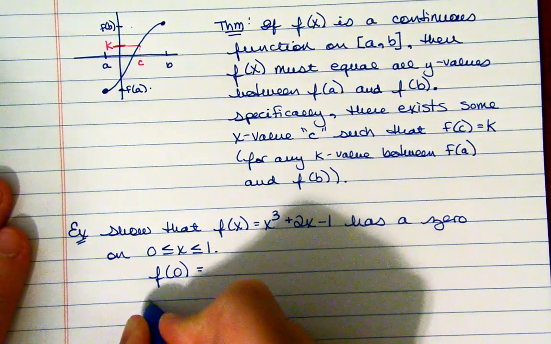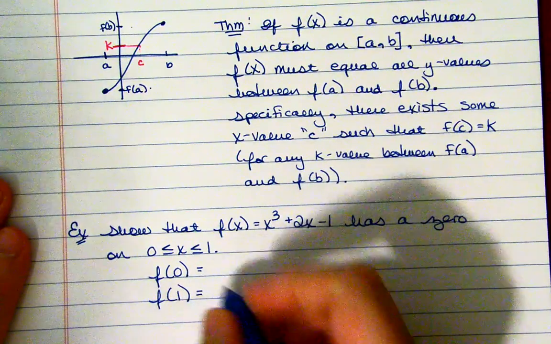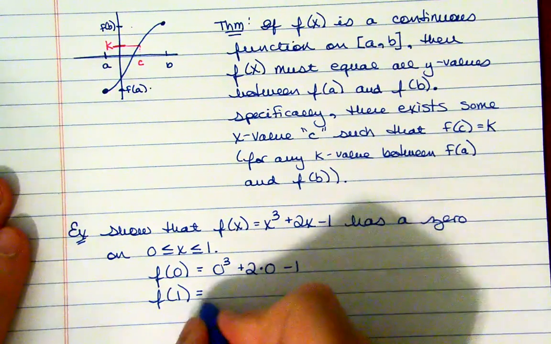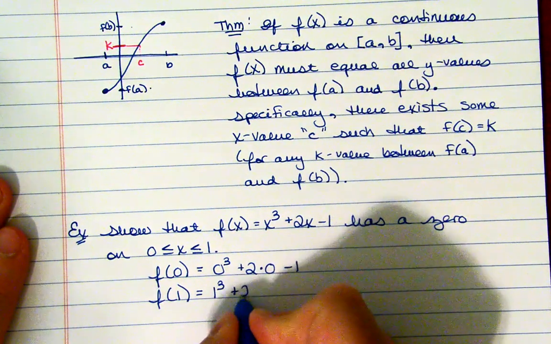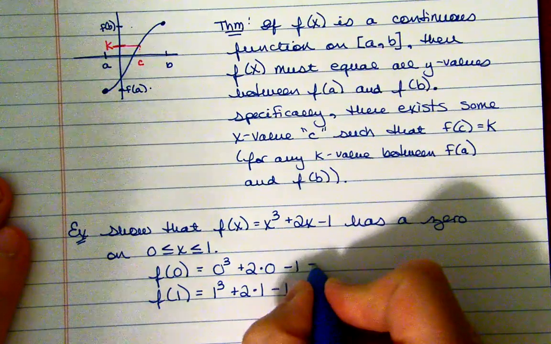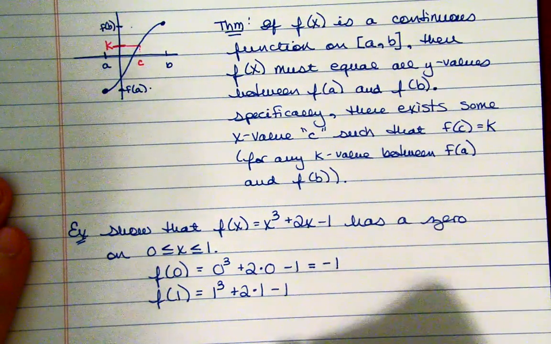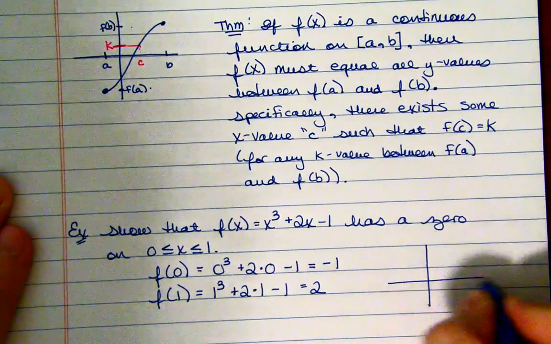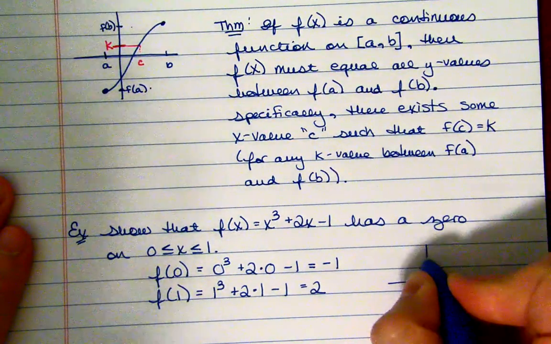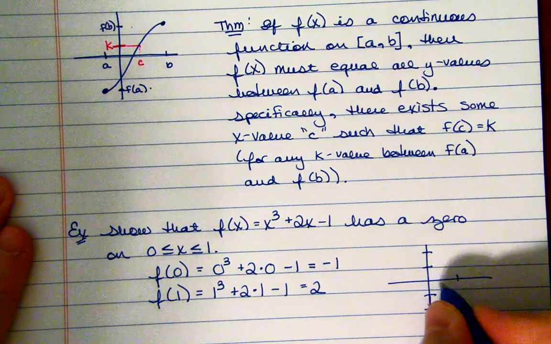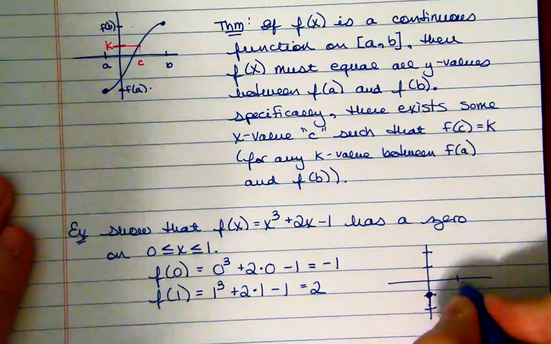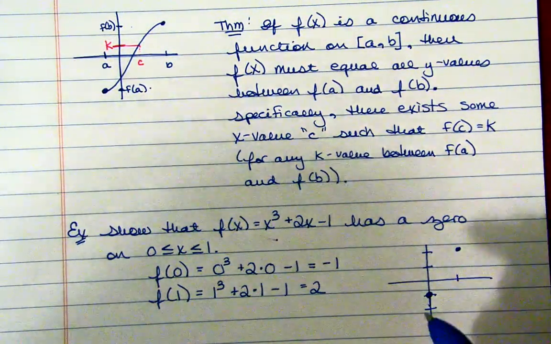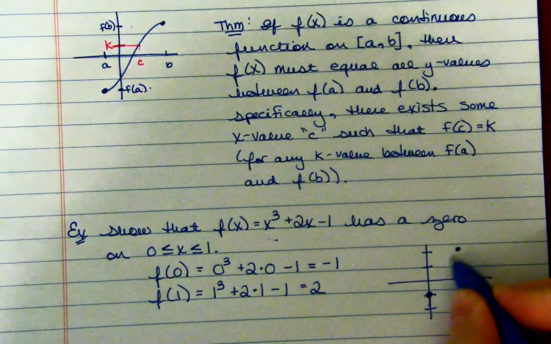f of 0 is going to equal 0 cubed plus 2 times 0 minus 1, and f of 1 is going to equal 1 cubed plus 2 times 1 minus 1. That's a negative 1 over there. That's a 2 over there. I know very, very little about what this function looks like. But I know that it has a point at 0, negative 1, and a point at 1, 2. Since that function is continuous, because I know all polynomials are continuous, wouldn't it have to cross the x-axis?